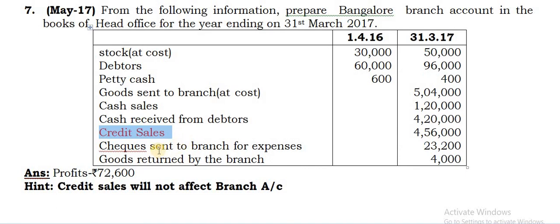Don't take it anywhere. Then cheques sent to branch for expenses, this you can take on the debit side. Goods returned by the branch, this you write on the credit side as by goods sent to branch. Okay, so this is the credit side. I hope this is a simple problem. You can do it by yourself. So this is the final answer.